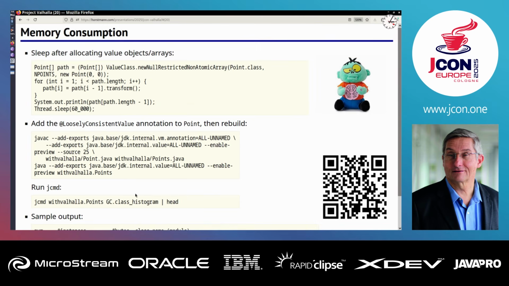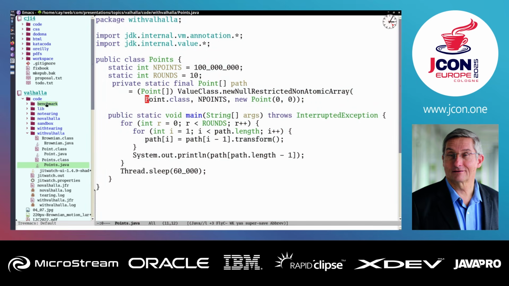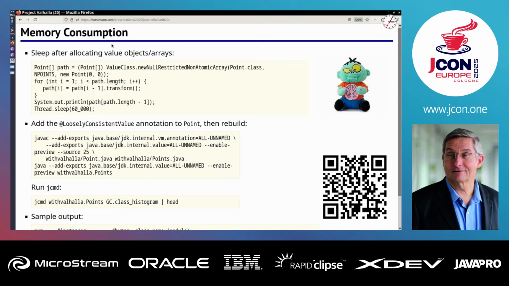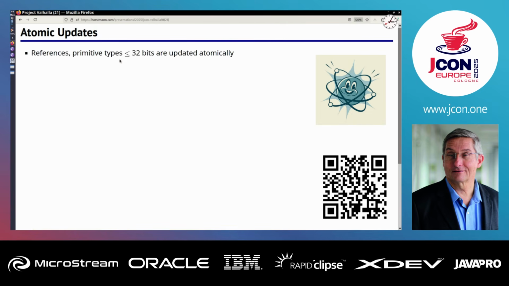If, on the other hand, you take off this annotation, there's a loosely consistent value, it will not do that. It'll use indirection. So that's the last piece of the puzzle that I have to explain to you. Where that part comes from, and that has to do with tearing.